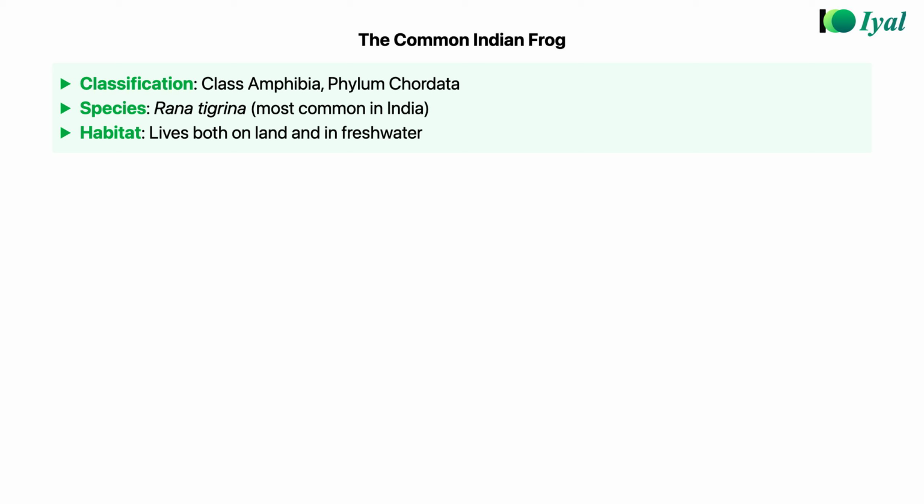Frogs belong to the class Amphibia in the Phylum Chordata. If you're in India and you see a frog, it's most likely the species Rana tigrina. That's the common Indian bullfrog. The word amphibia is really fitting because these animals can live both on land and in freshwater. They're perfectly adapted for this dual lifestyle, as we'll see.